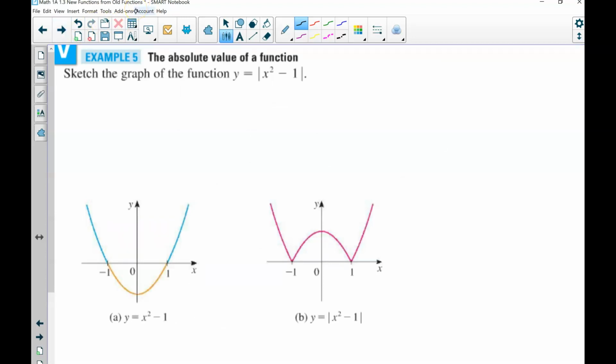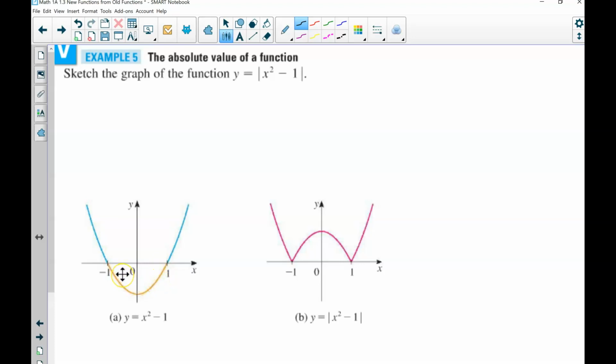Okay, next, we want to be able to sketch the graph of the absolute value of a function. So the first thing we want to do is graph, if you look in figure A, y equals x squared minus 1. So we have the function x squared, and we shifted it down 1 unit. Now we see that the graph lies below the x-axis, here in yellow between -1 and 1, but not inclusive.